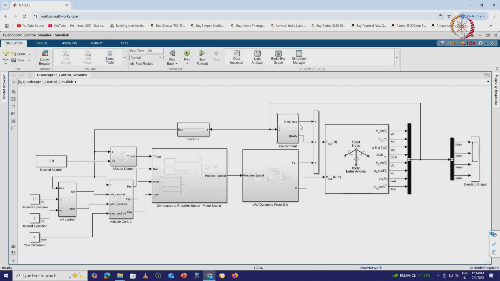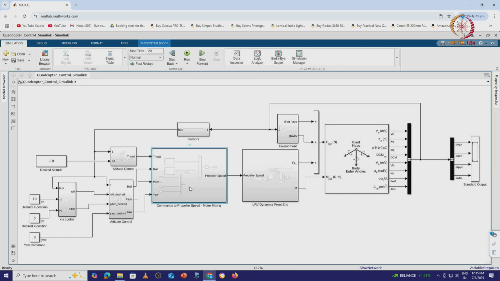I have the drag force and gravity model implemented, and that will just give me the drag force and gravity. Then I have a UAV dynamics which takes the propeller speed as an input, and it computes what is the force and torque. Basically, I can do a thrust bench where I connect the motor and a specific propeller, and for a specific RPM, I have that relationship of what force and torque I will get.